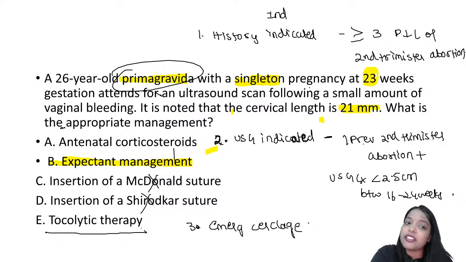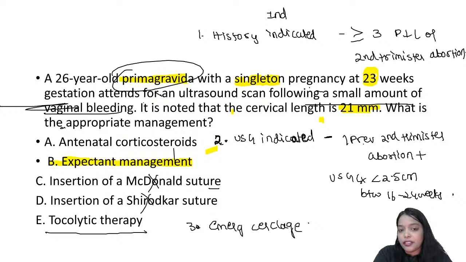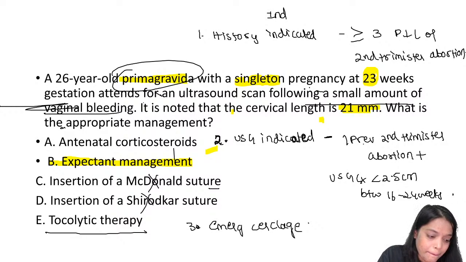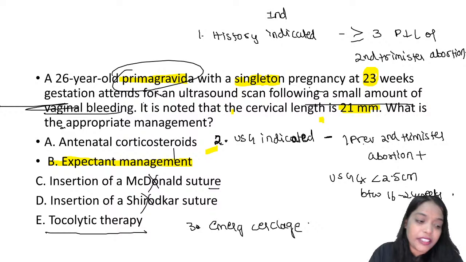See, they mentioned there is a small amount of bleeding. She came to you with a small amount of bleeding. She didn't come to you with contractions. And this cervical incompetence is usually painless. It is a painless dilatation, right? So the best answer I have here is expectant management.